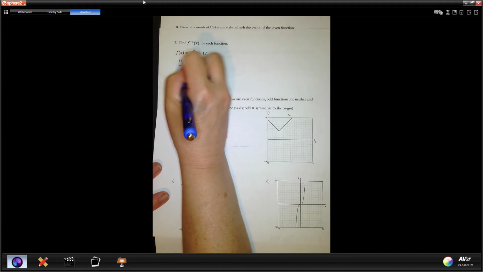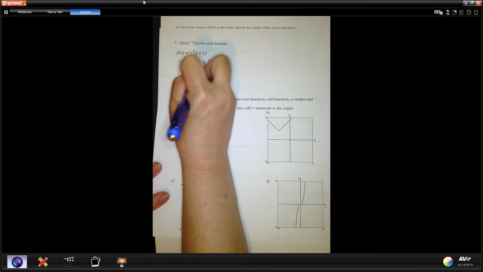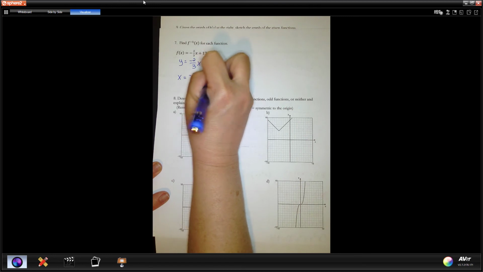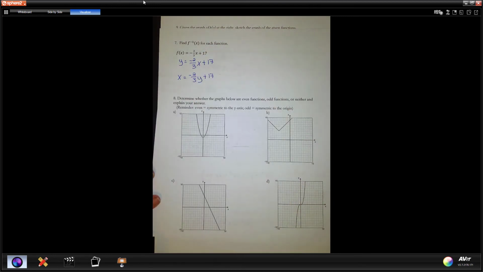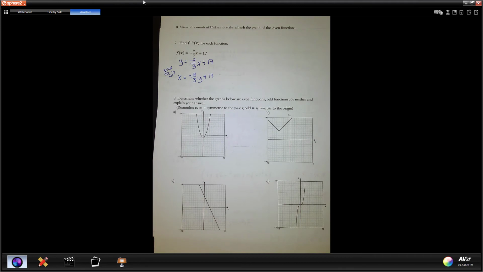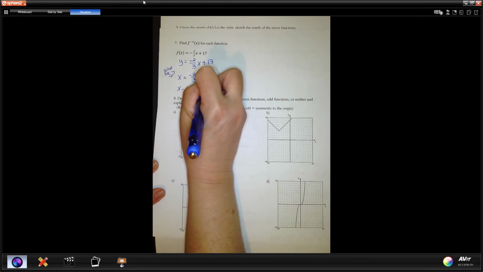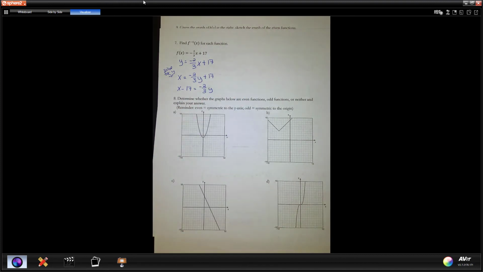So now we're going to say x equals negative 2/3 y plus 17. And at this step, what we're going to do is solve for y. So we're going to go ahead and subtract 17 to both sides. So x minus 17 equals negative 2/3 y. We can either multiply by the reciprocal, or you can go ahead and just multiply both sides by 3.